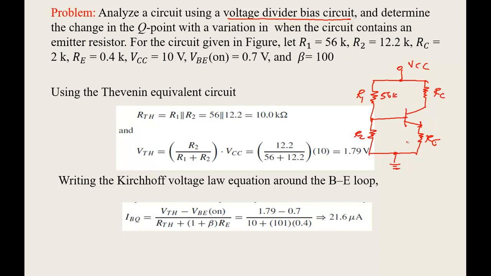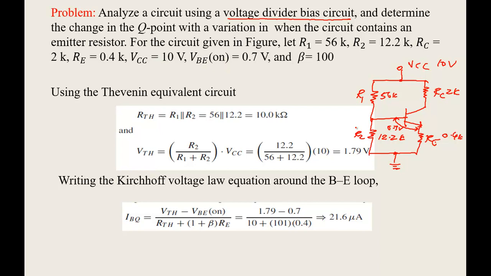R2 is given 12.2K. RE is given 0.4K, and RC is given 2K, and VBE on, obviously, is 0.7. Beta is also given. Everything is given. VCC is 10 volts. So they are asking you to find out the Q point variation.